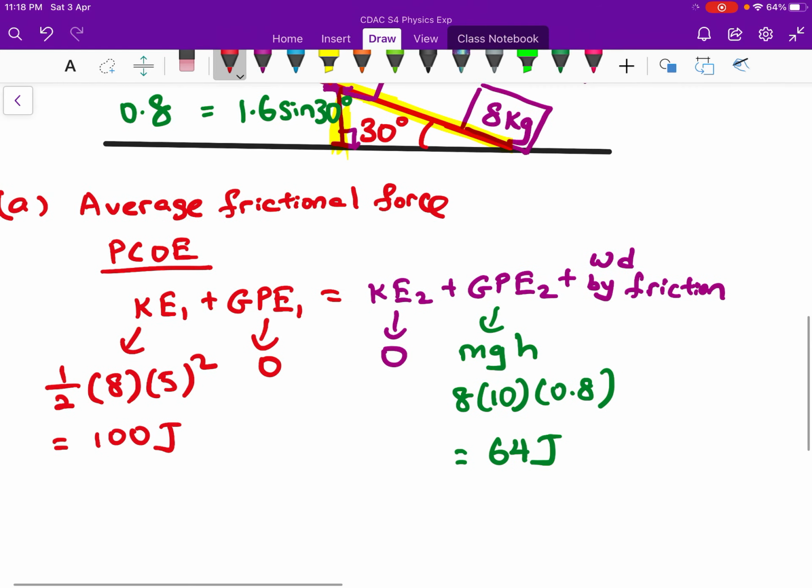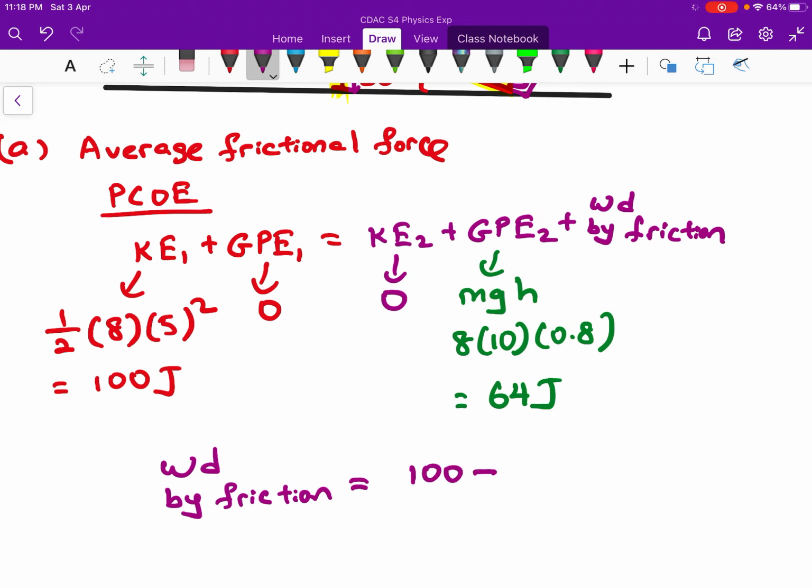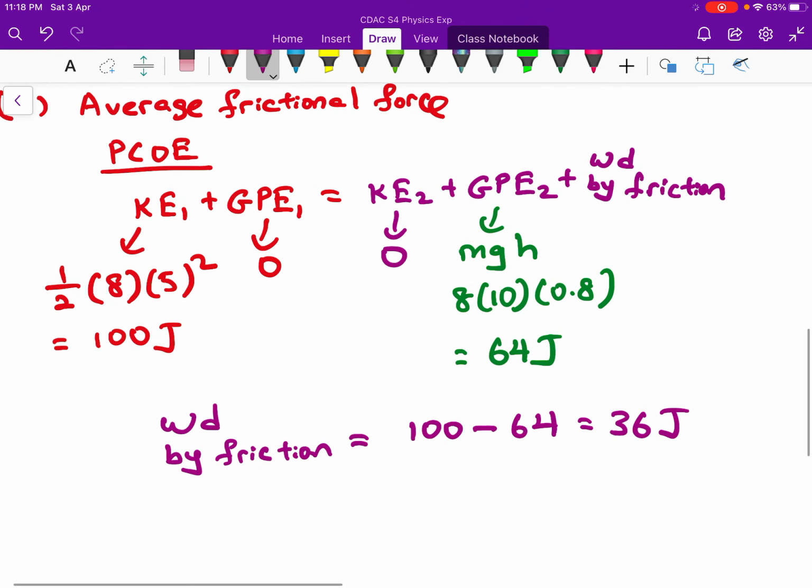So my work done by friction is equal to 100 minus 64. This will give me 36 joules. So now I know my work done, I can calculate my force.